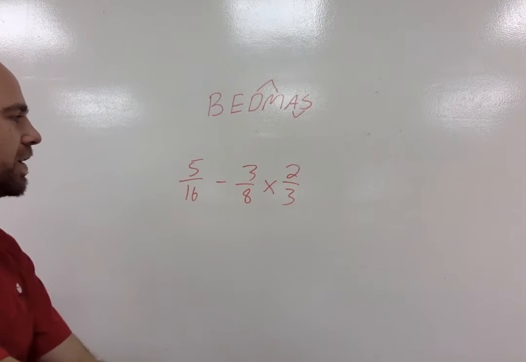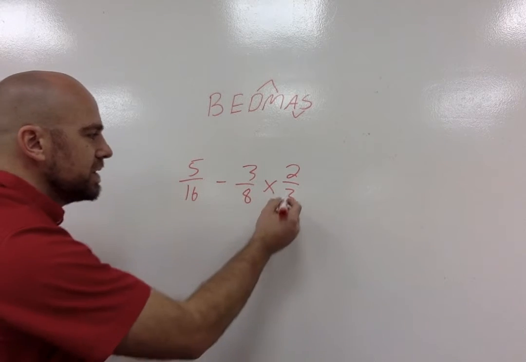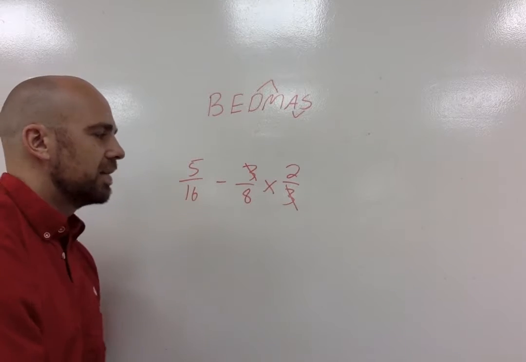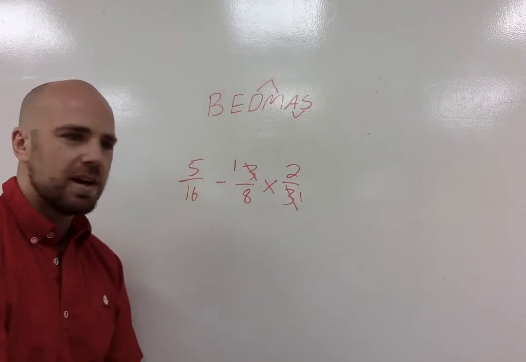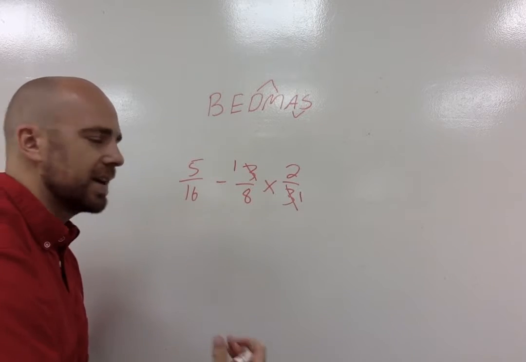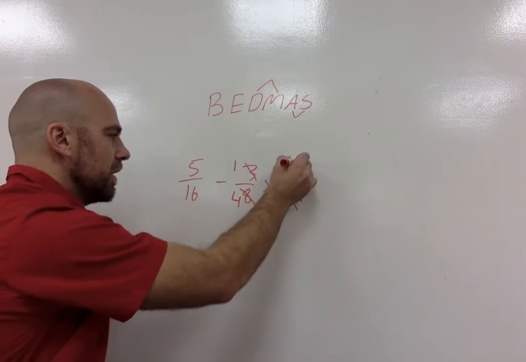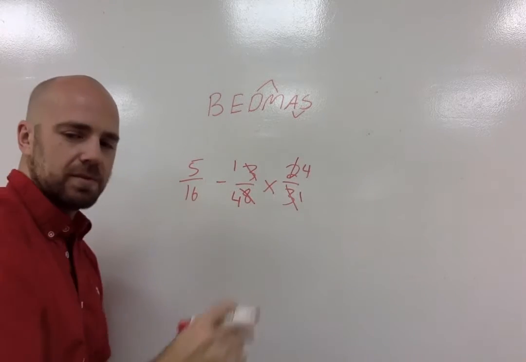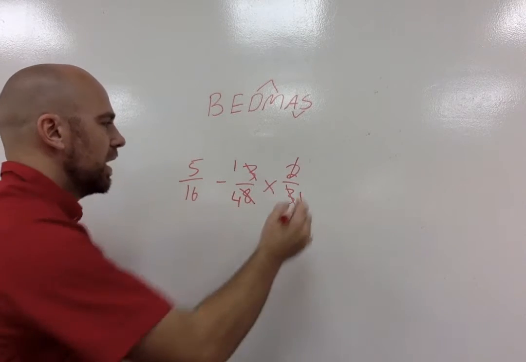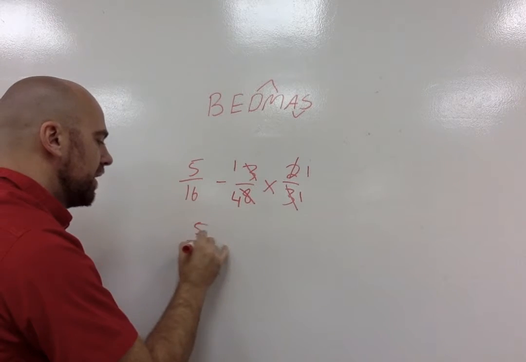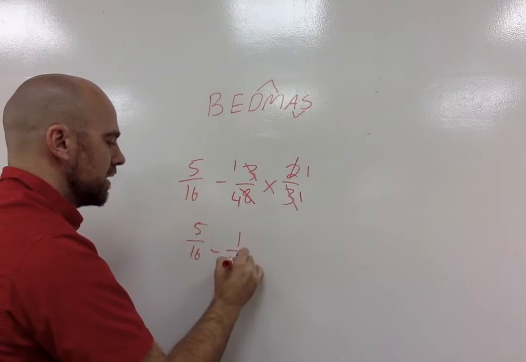So here I'm going to try to simplify my multiplication first. So I've got 3's that I can just eliminate. So those are going to become 1's technically, which isn't going to change anything. And then I have a 2 and an 8, and I can simplify those. I can divide them both by 2. So this is going to become a 4, this is going to become a 1. Whoops, not a 4, a 1. So let's see what we have now. So we have 5 over 16 minus 1 times 1 is 1, 4 times 1 is 4.